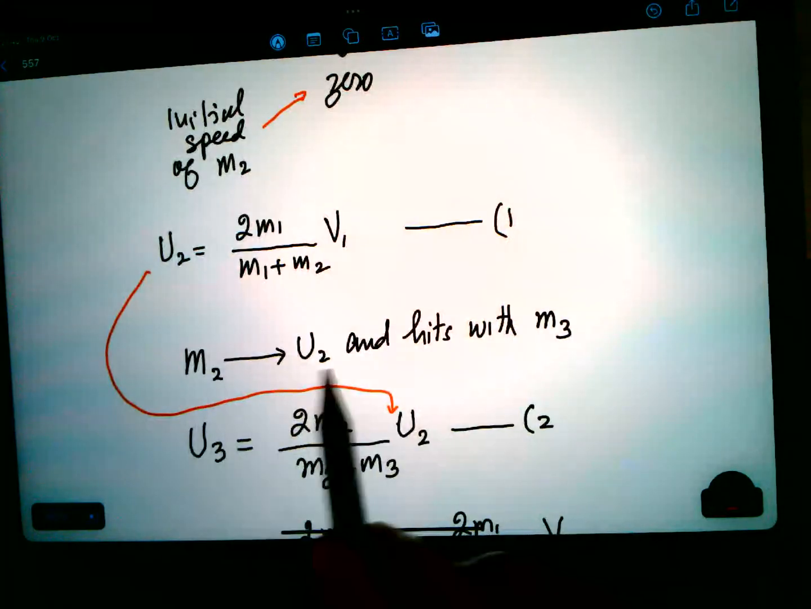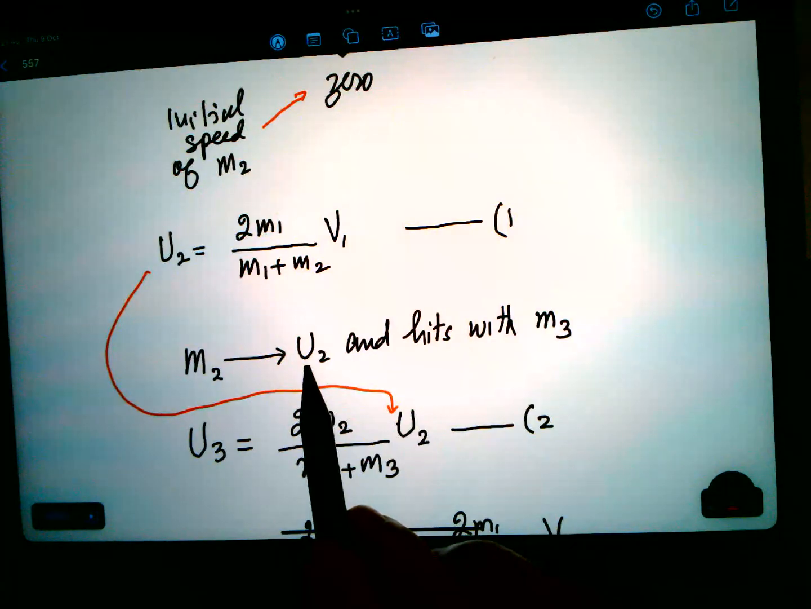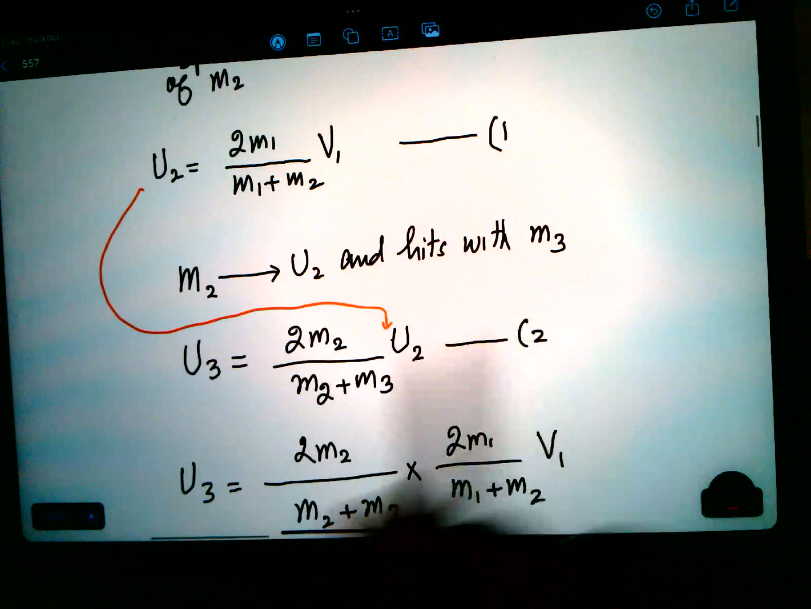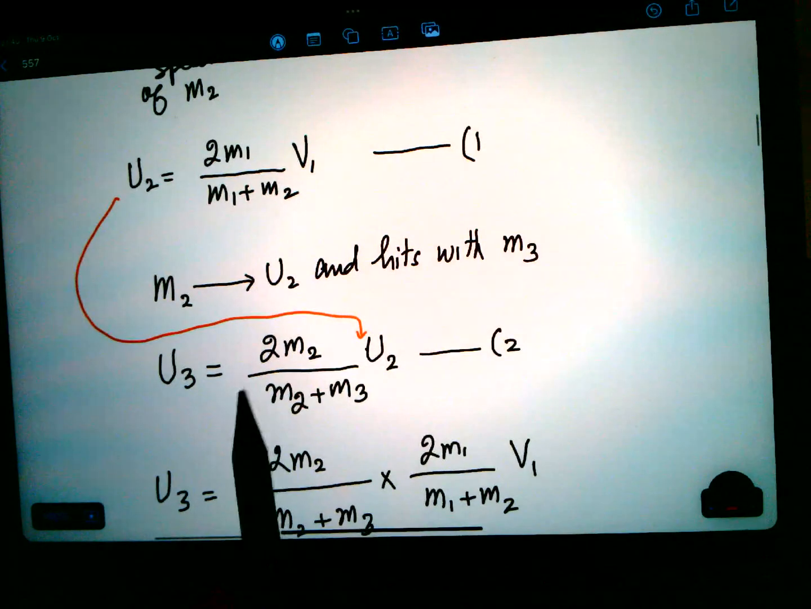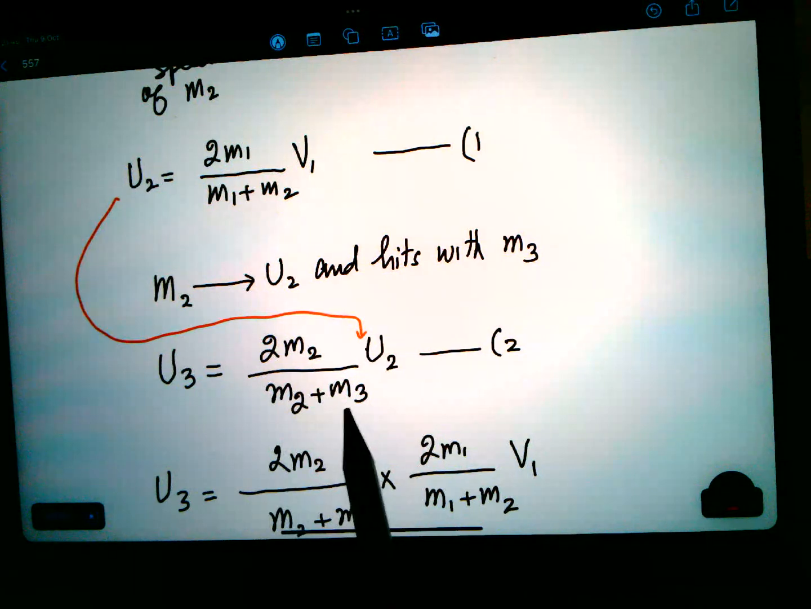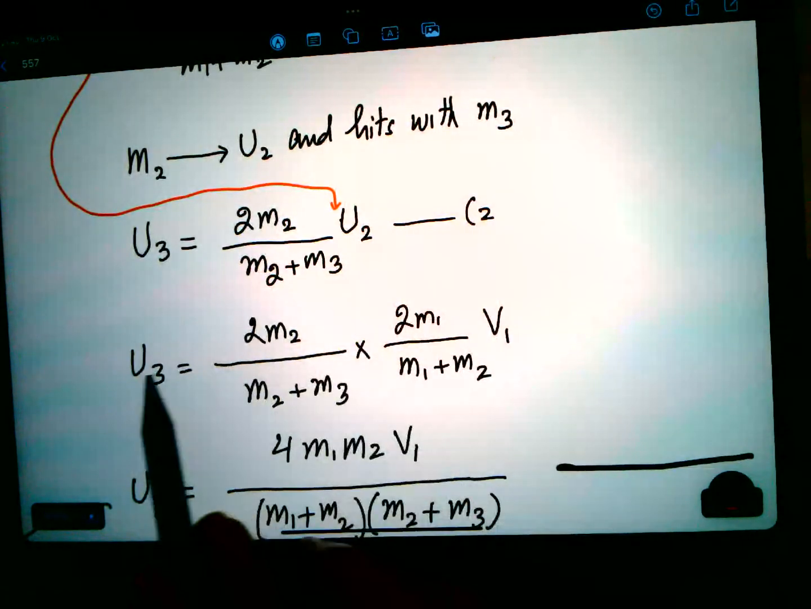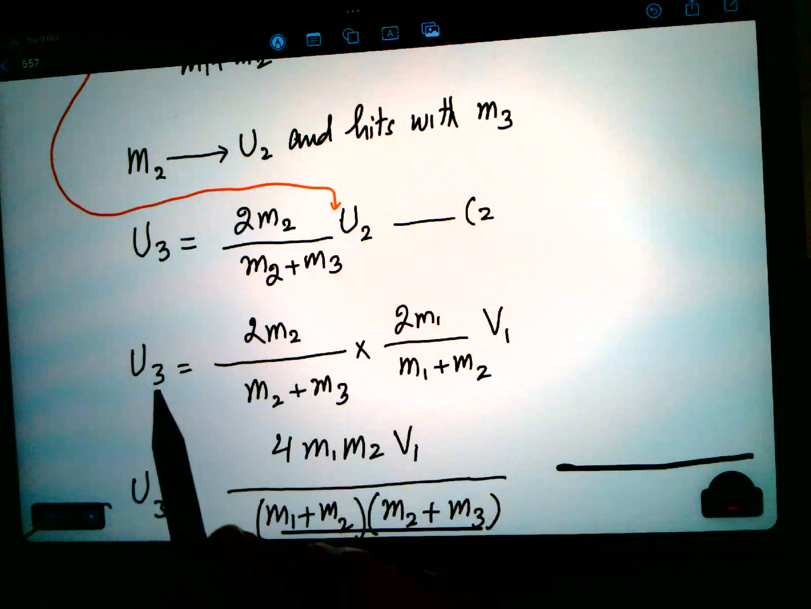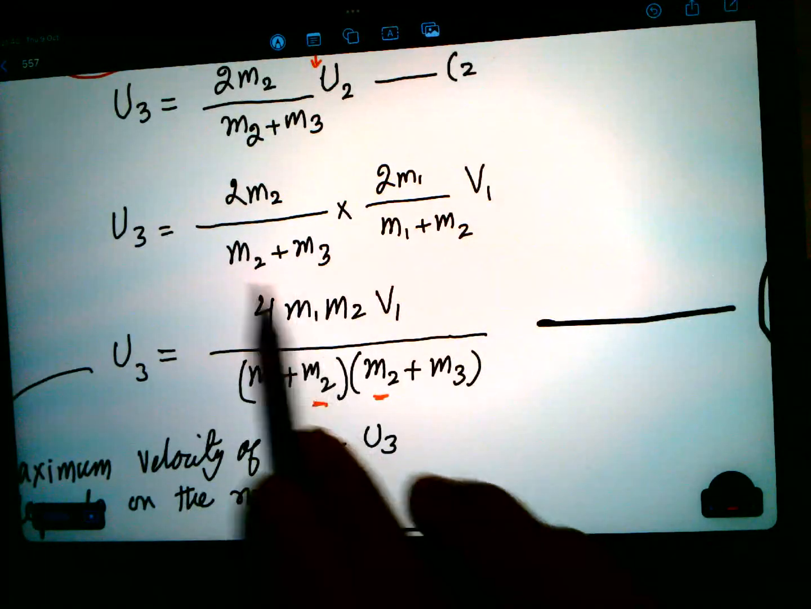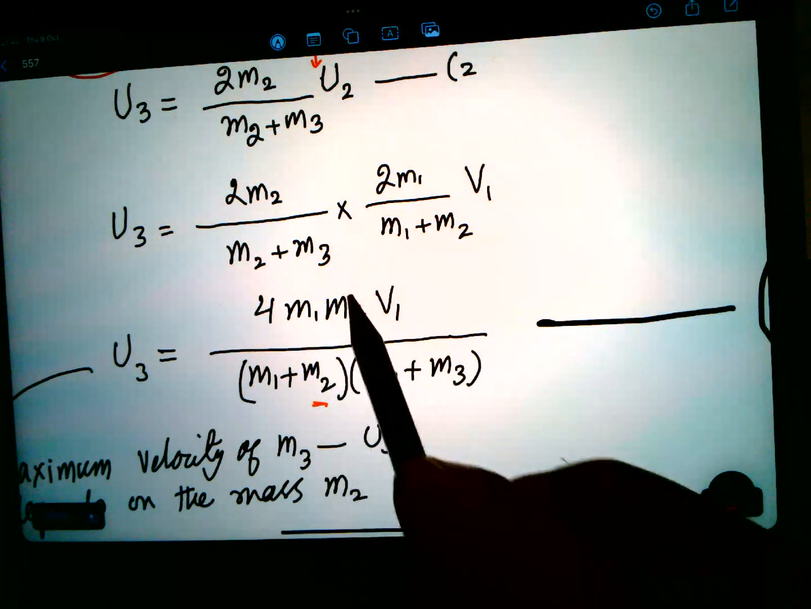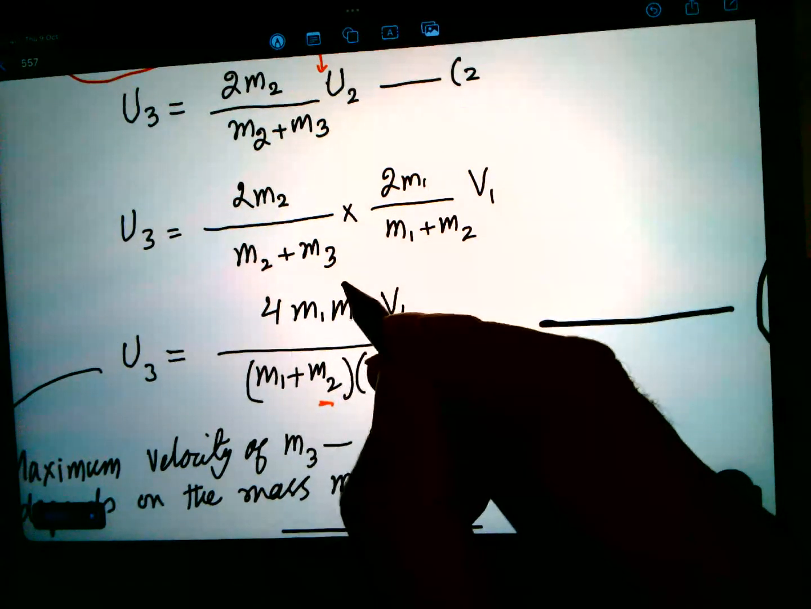So m2 with velocity u2, the final velocity of the second particle, hits m3. It will be a similar pattern: u3 equals 2m2 over (m2 plus m3) times u2. If you substitute u2 from equation 1, u3, the final velocity of the third particle, will be 4m1 m2 v1 over (m1 plus m2)(m2 plus m3). Here m2 is the variable.